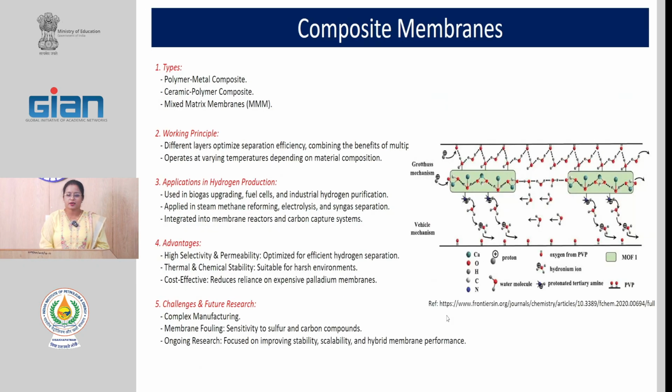Now a composite membrane can be made up of polymer and metal, ceramic and polymer, or a mix of all three. We generally call them different types of composite membrane, where the mixed matrix membrane is a subset of a composite membrane. What is the advantage of this kind of composite membrane? As I was telling, it adds up the goodness of the polymer and the inorganic material also.